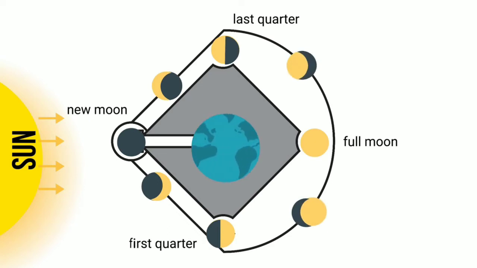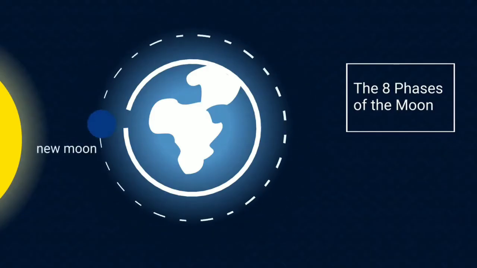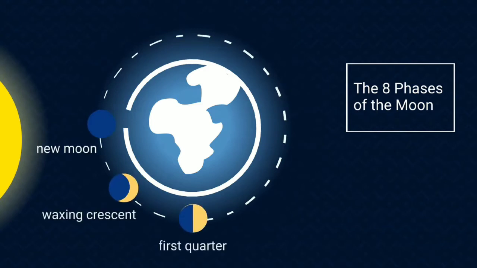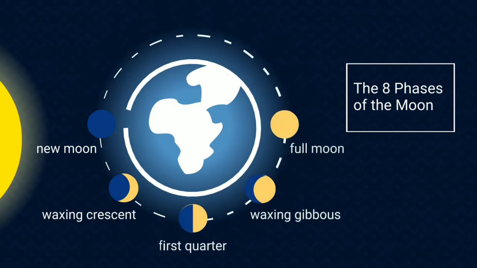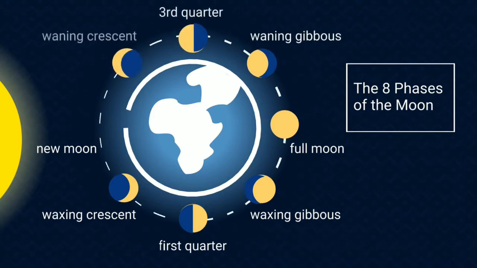Now let's put this together. You have new moon, light is on the right, so you have a waxing crescent, and then first quarter, then a waxing gibbous. Now at your full moon, now you go to the waning gibbous, and the light now is on the left of the shadow, third quarter, waning crescent, and then you're back at new moon.